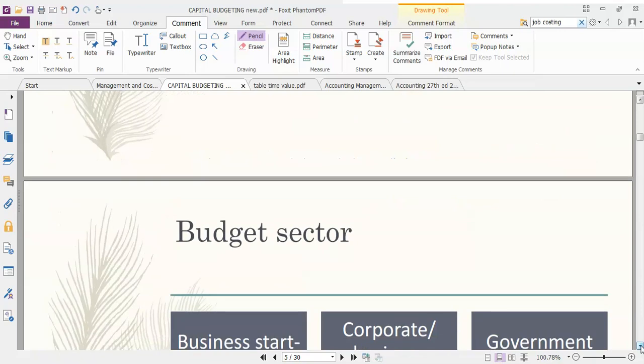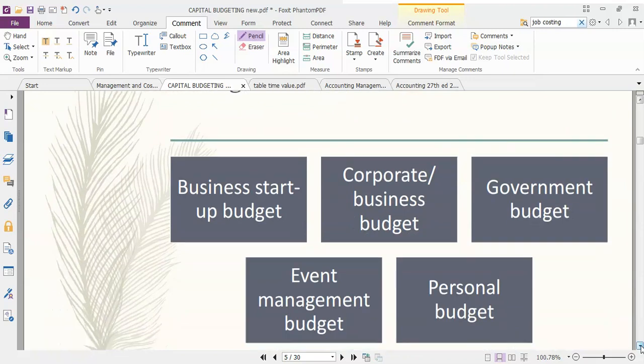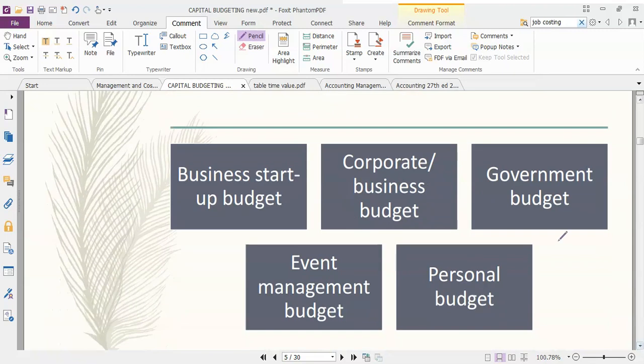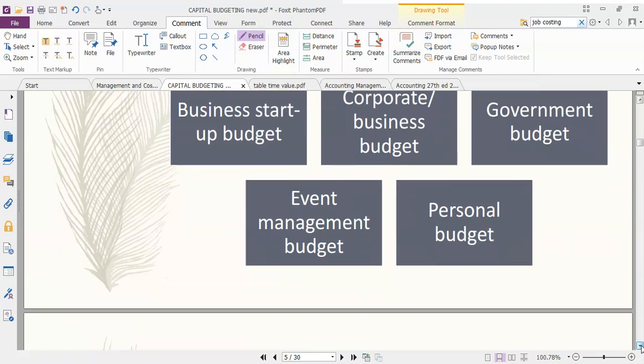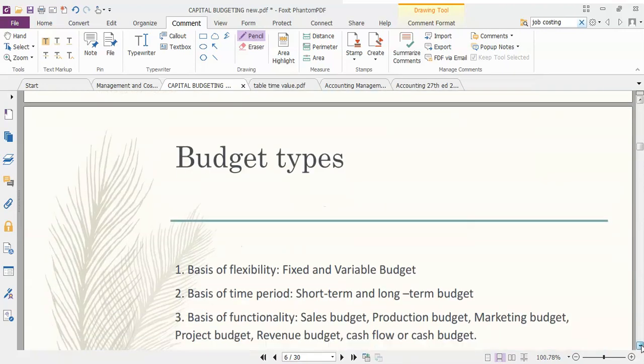We have many types of budget, for example business startup budget, corporate budget, government budget, and personal budget. In Malaysia, for example, the government will have a budget once a year, at the end of the year, for example in October or November. The government will announce the budget. Even event management has a budget, and personal budget. That is the budget.